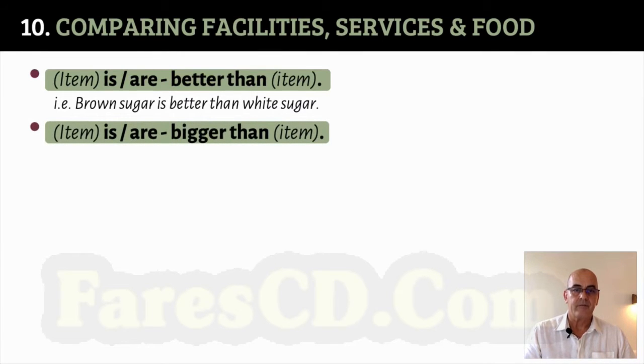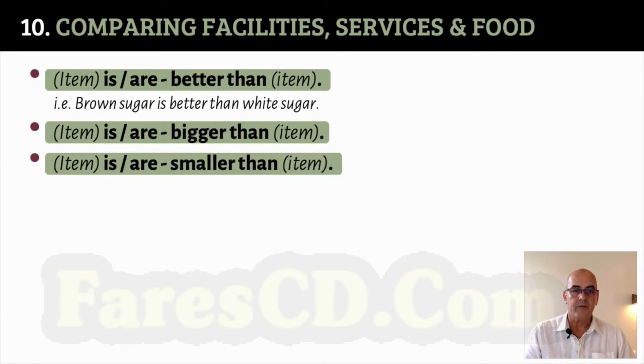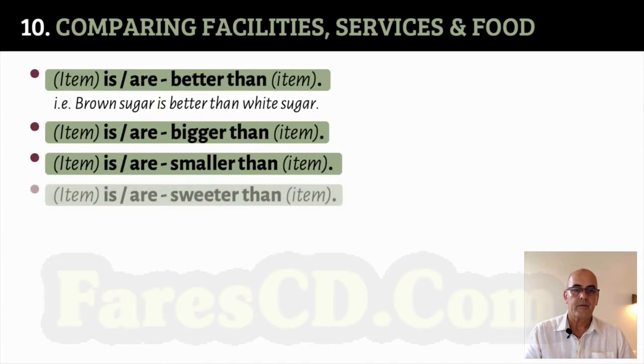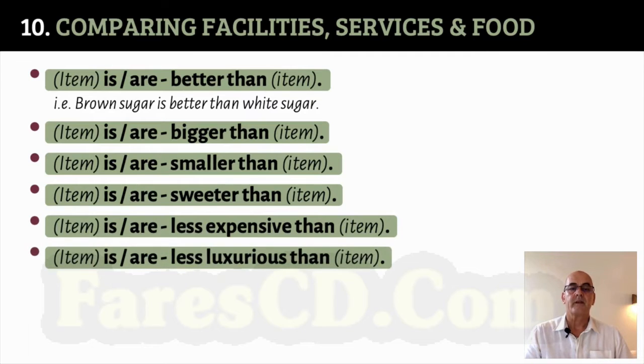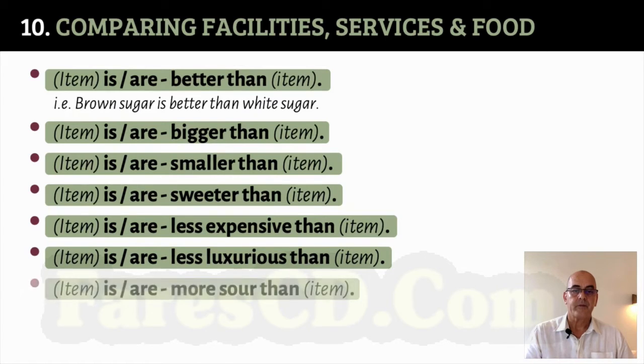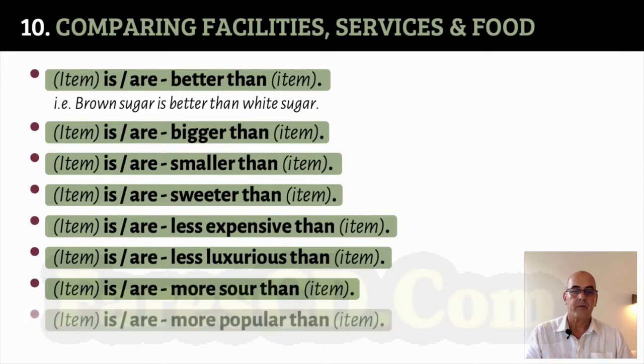Is bigger than. Are bigger than. Is smaller than. Are smaller than. Is sweeter than. Are sweeter than. Is less expensive than. Are less expensive than. Is less luxurious than. Are less luxurious than. Is more sour than. Are more sour than. Is more popular than. Are more popular than. So these are all comparatives. You're comparing one thing with another.